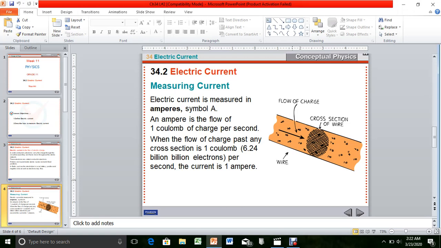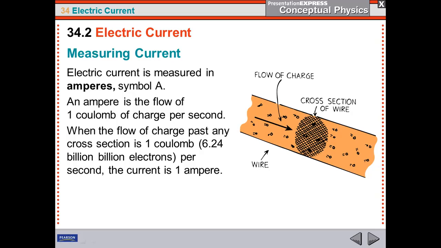Okay, now look at the next slide. It's about measuring current. How to measure the electric current? Electric current is measured in amperes and the symbol is A.